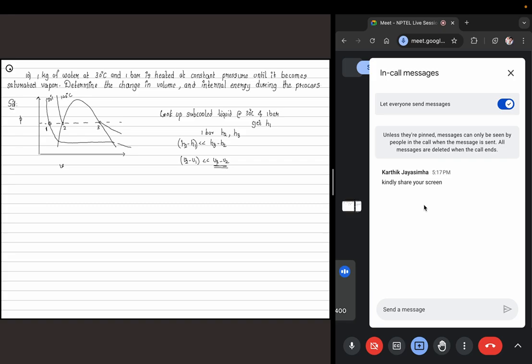How do we calculate the change in volume? Again, V1 is very less compared to V2, which is very much less compared to V3. So the final change in volume is V3. I'm neglecting these two components. So it's V3 minus V1, but then V1 is small and mass is 1. So that will be equal to delta V.